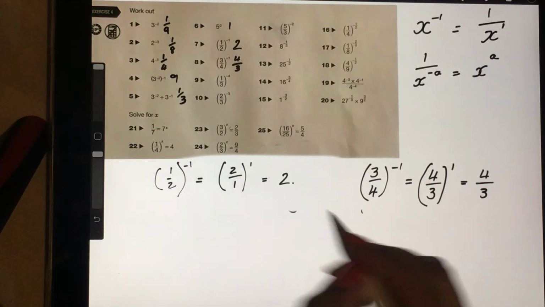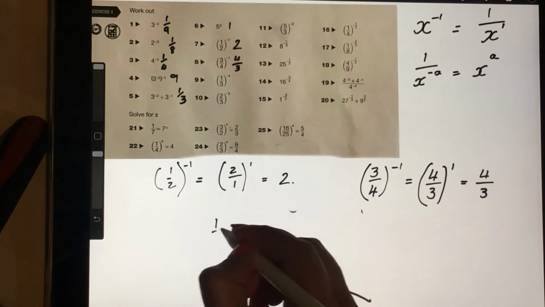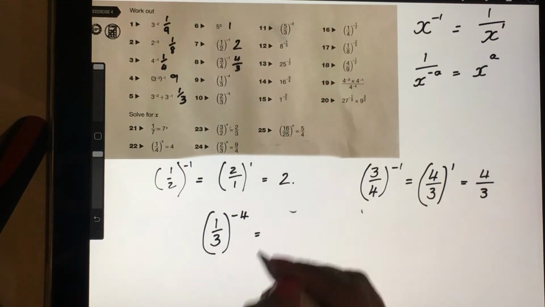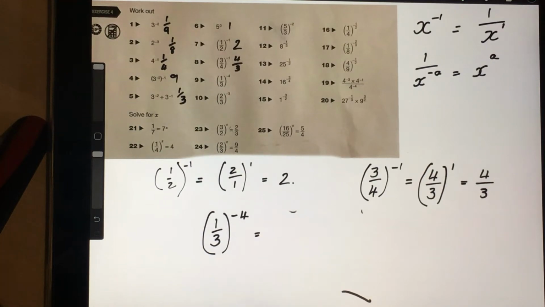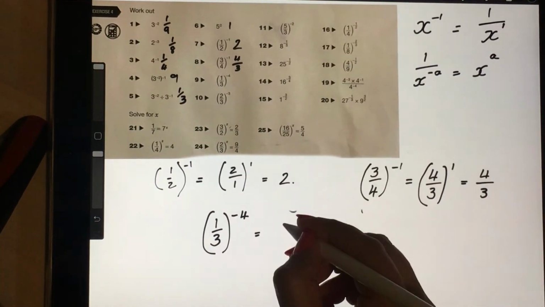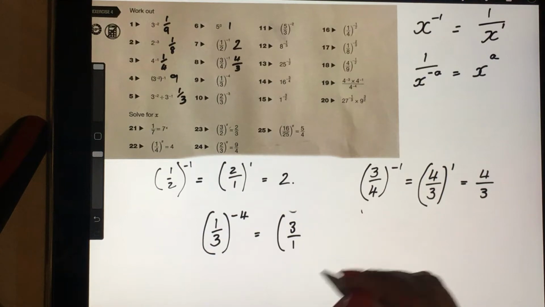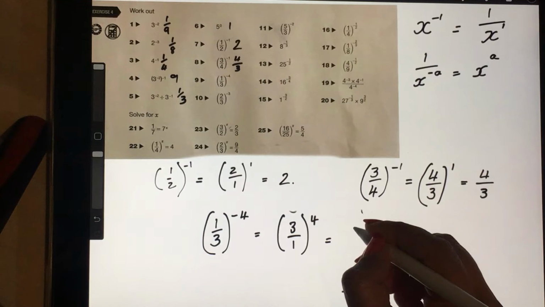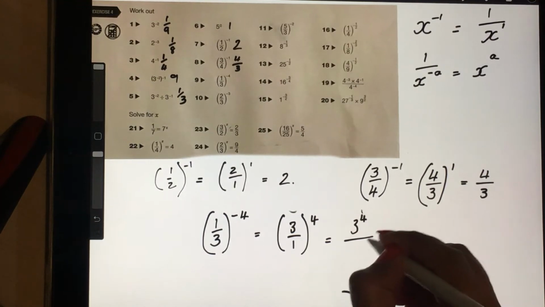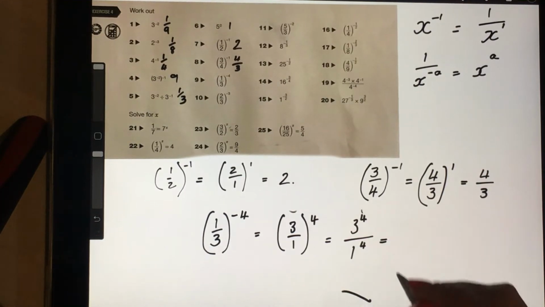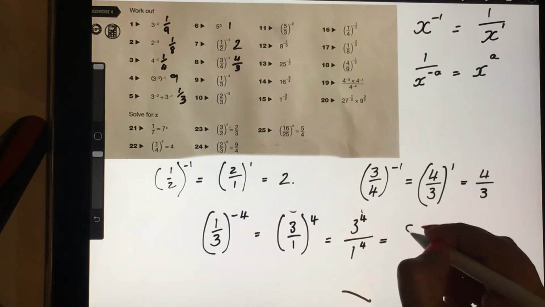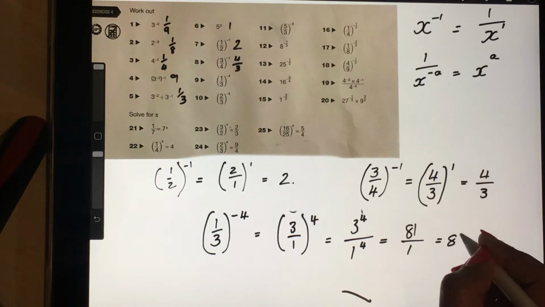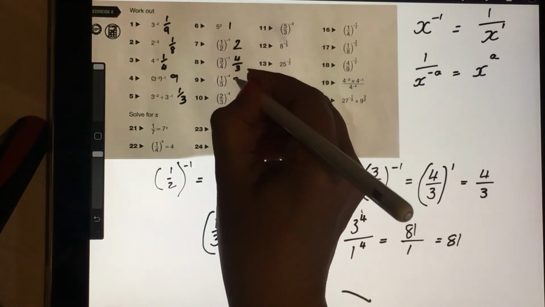Right. For number 9, we've got a third raised to the power of negative 4. This means that we first need to get rid of the negative. We simply flip whatever is inside the bracket to 3 over 1 raised to the power of 4. Now, 3 raised to the power of 4 over 1 raised to the power of 4. 3 raised to the power of 4 is 81, and 1 to the power of 4 is 1. So the answer is simply 81.